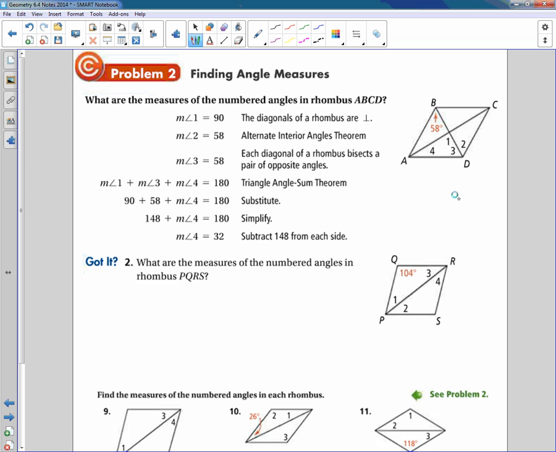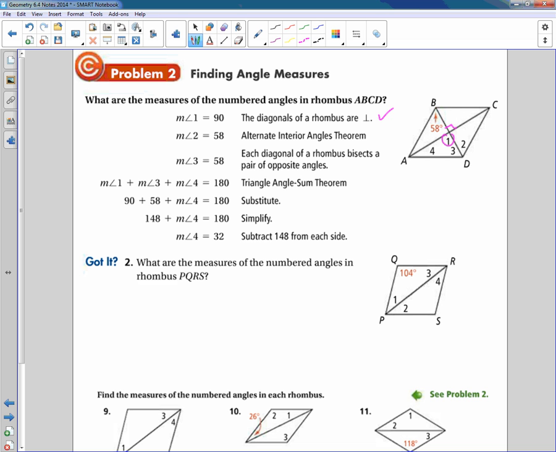Okay, so let's look at problem 2 and see how we could use this information to our benefit. You notice that we again have diagonals AC and BD, and it asks us to find these particular angles, 1, 2, 3, and 4. How could we find these angles? What do I know about angle 1? What does angle 1 have to be? Angle 1 has to be 90 degrees because the diagonals are, remember, perpendicular. So angle 1 does have to be 90 degrees.